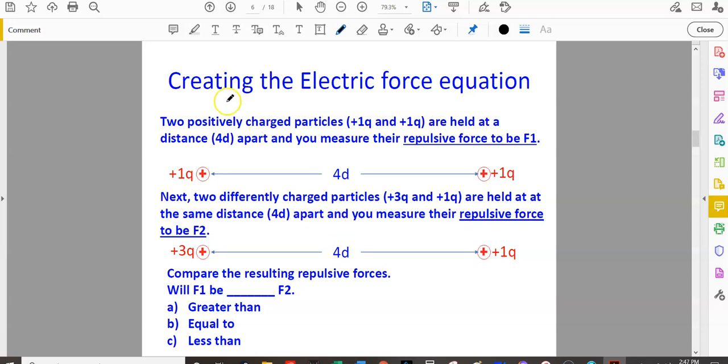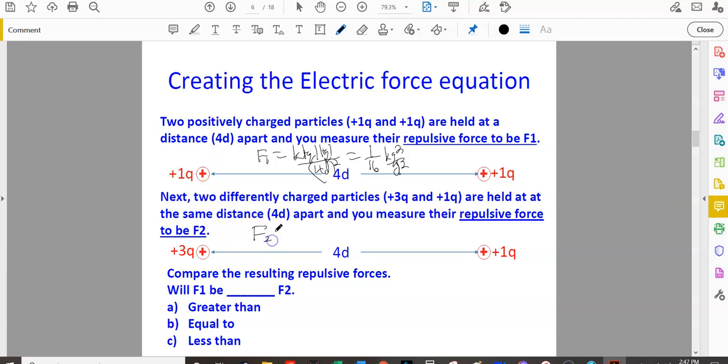All right, well, in this case, this is a positive 1Q and this is a positive 1Q, so that Coulomb force, and we're talking about F1 here, is going to be K times positive 1Q times a positive 1Q all over 4D that we're going to be squaring. So again, that's going to be 1/16 KQ squared over D squared, and that is F1.